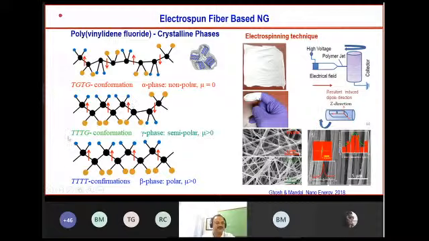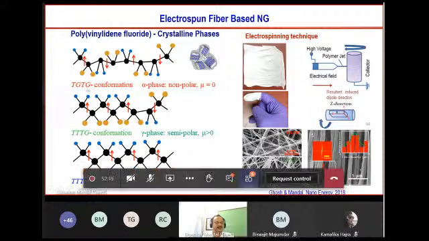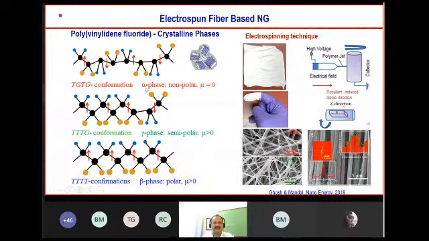I like it. So this is TTTG. This is what we call all-trans conformation. This is called the trans-gauche conformation. This is known as TTTG. It is a gamma phase.